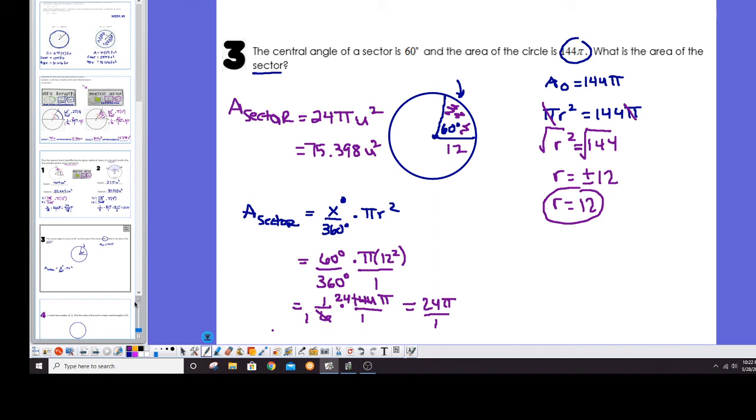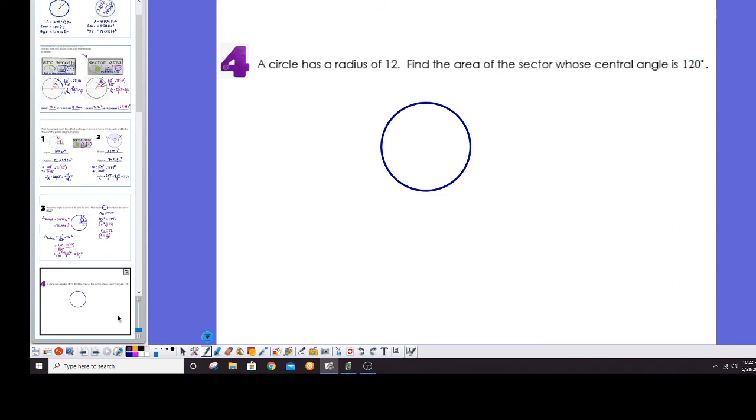That's not so bad. Let's do one more. No, let's do a couple more, okay? All right, a circle has a radius of 12. No problem. Radius right here, coming from the center, that's 12. Find the area of the sector whose central angle is 120.